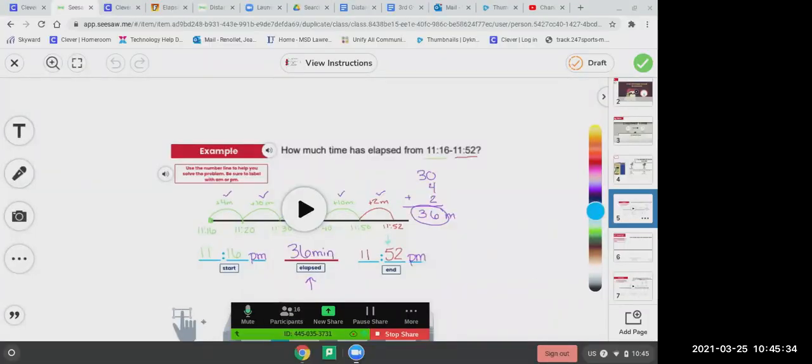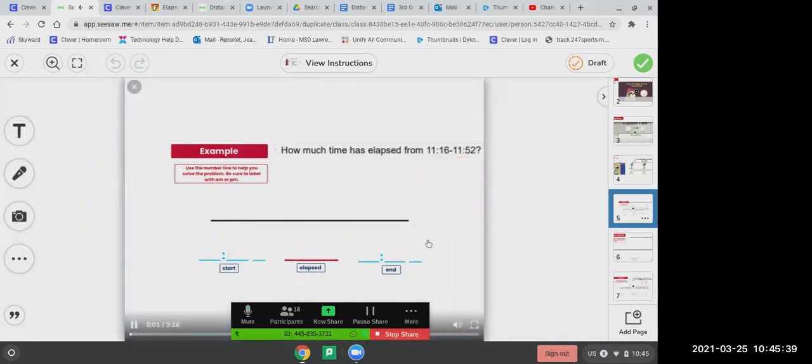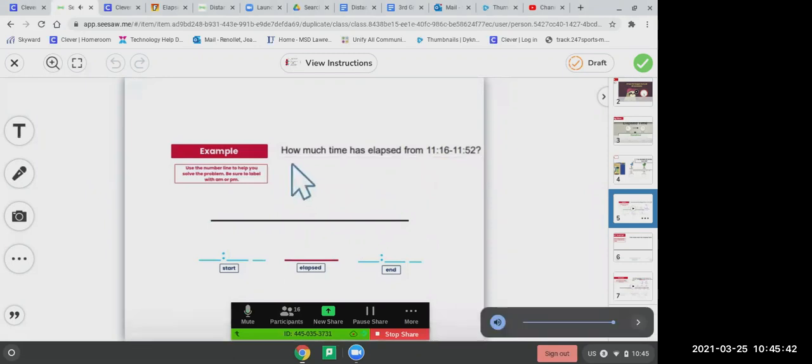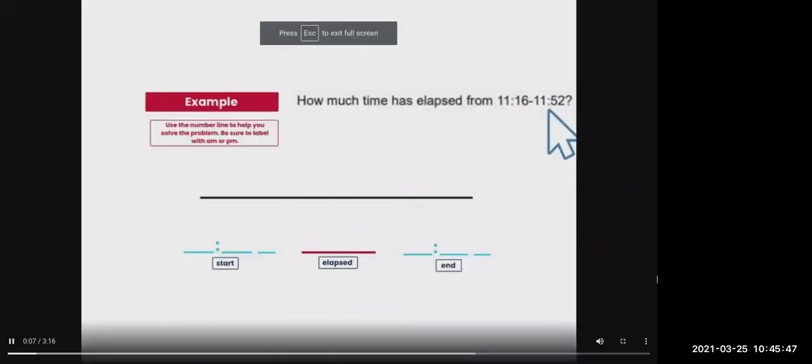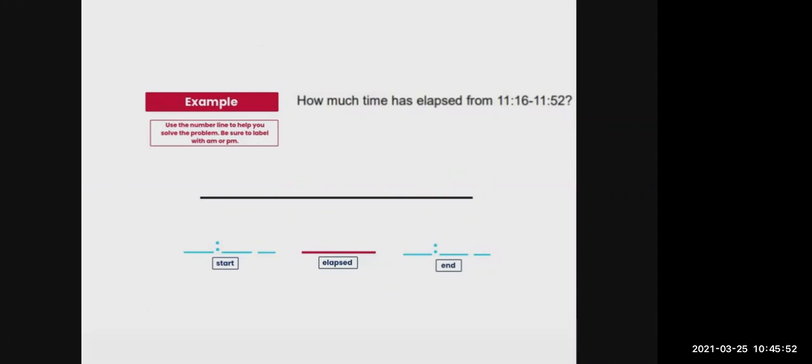What do you notice about how she solves it using a number line? Our first question today is, how much time has elapsed from 11:16 to 11:52? I'm going to look at the information that I have. I have my start time, which is 11:16, and I also have my end time, which is 11:52. What I am missing is my elapsed time, so that is what I need to determine.